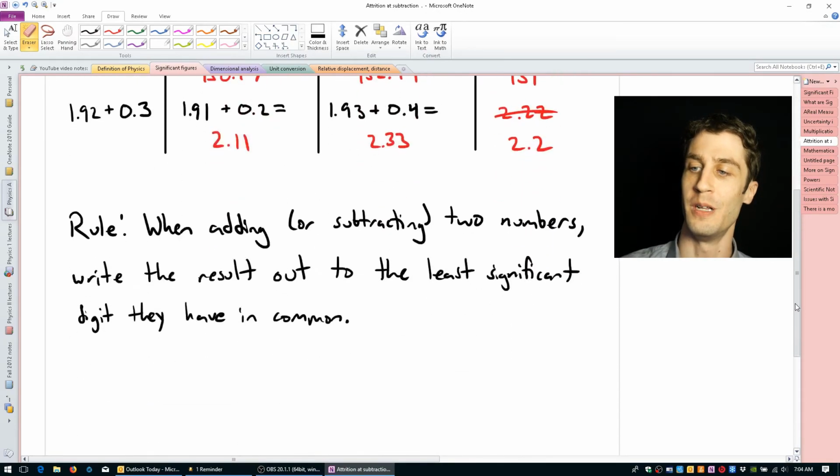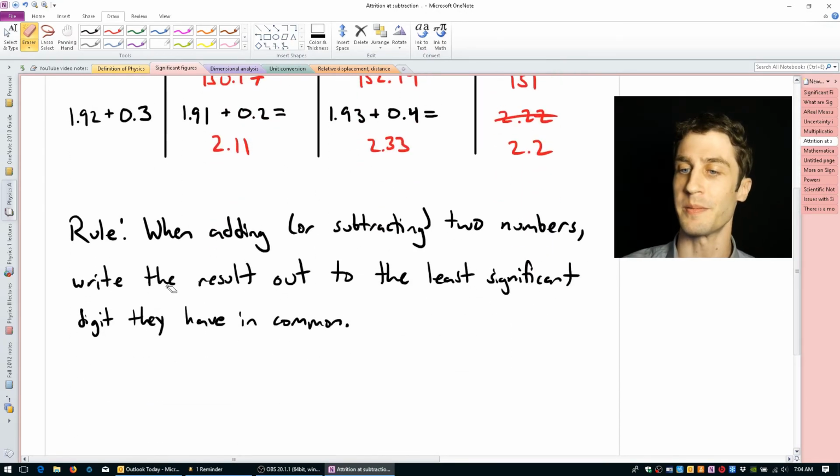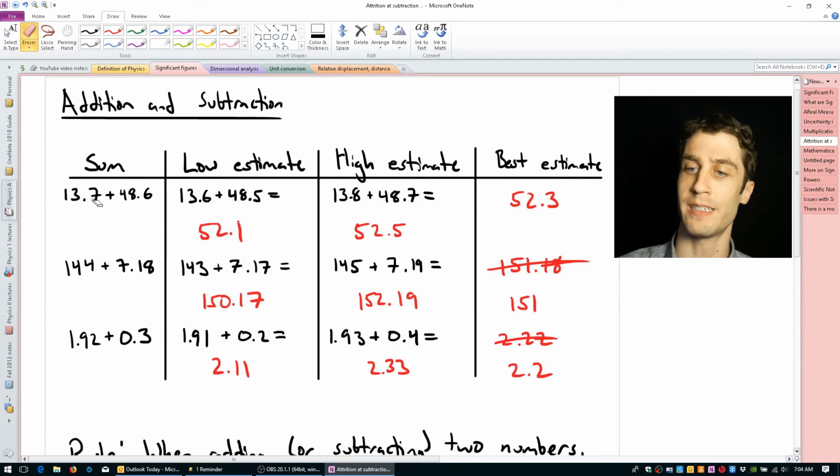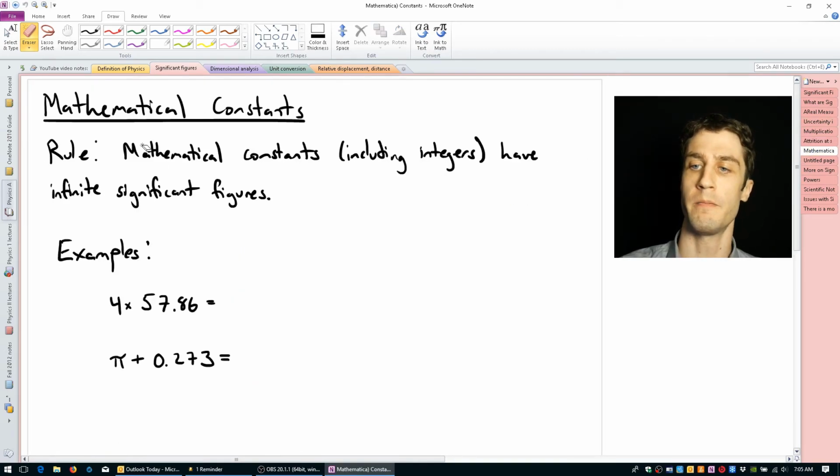So what's the general rule? When adding or subtracting two numbers, write the result out to the least significant digit that they have in common. So one more time, each of these quantities has in common the tenths place, and so that's as far as we write out our result. These are known out to the units, and so that's as far as we write out our result here. And each of these is known, again, out to the tenths, and so that's how far we write out our result here.